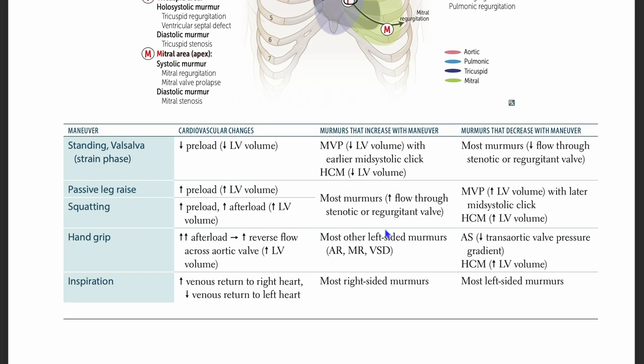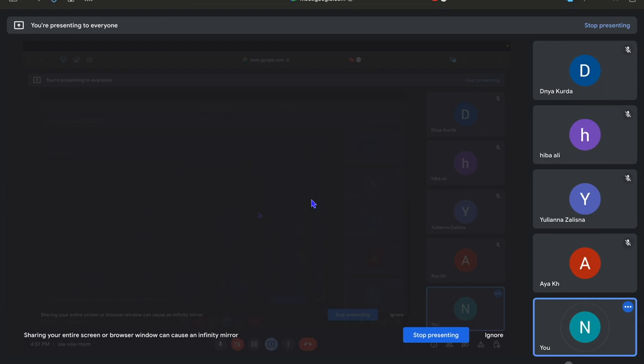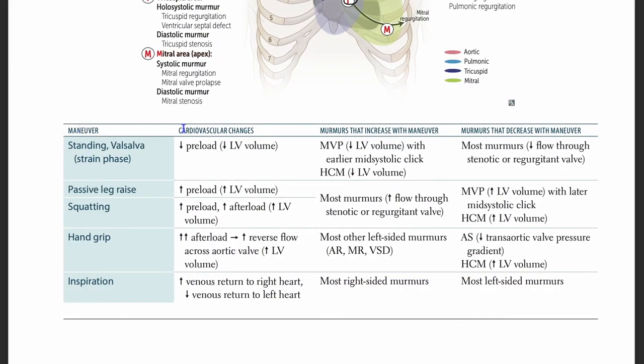Okay, now the maneuvers. These are important to know as well, and I'll try to clear up the image for this. How much time do we have? Time. Okay, so maneuver, cardiovascular changes, murmurs that increase with maneuvers, and murmurs that decrease with the maneuver.